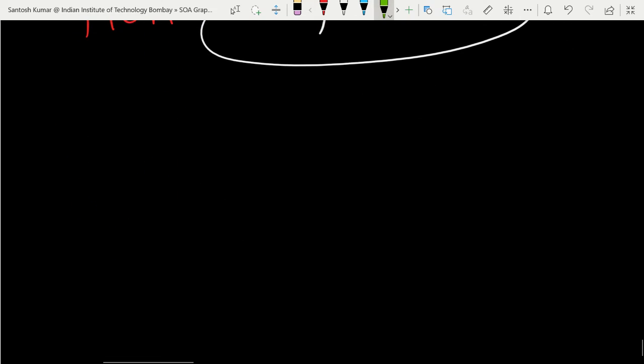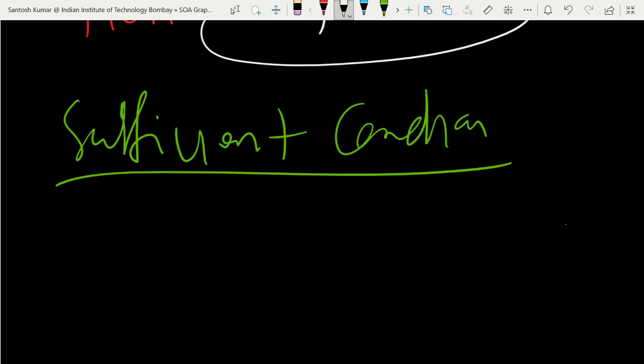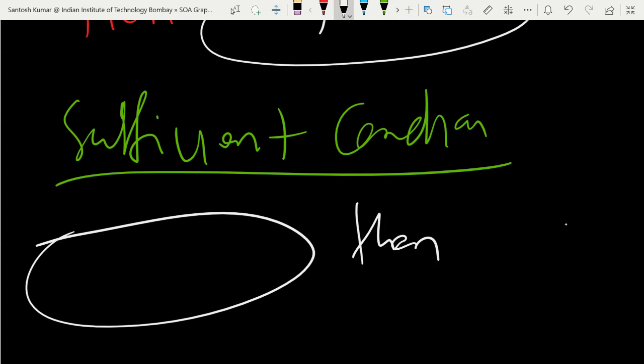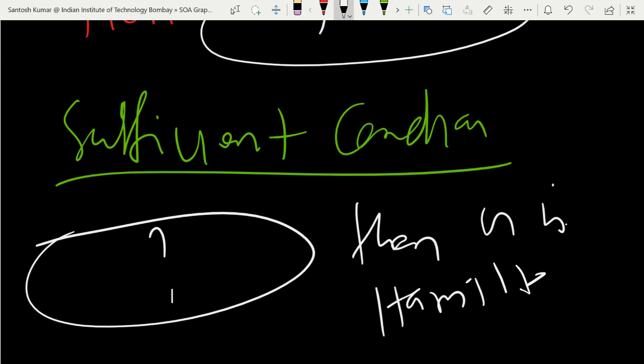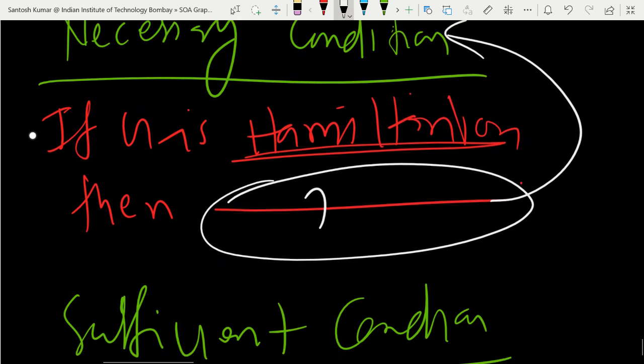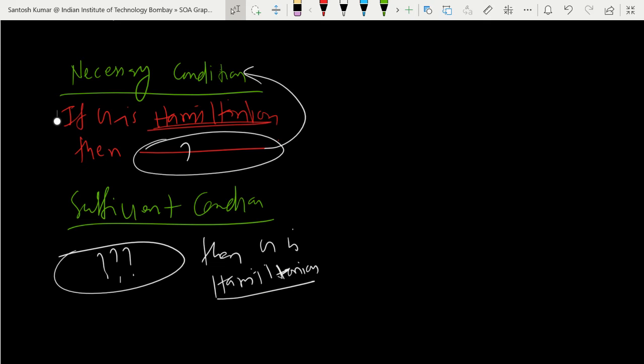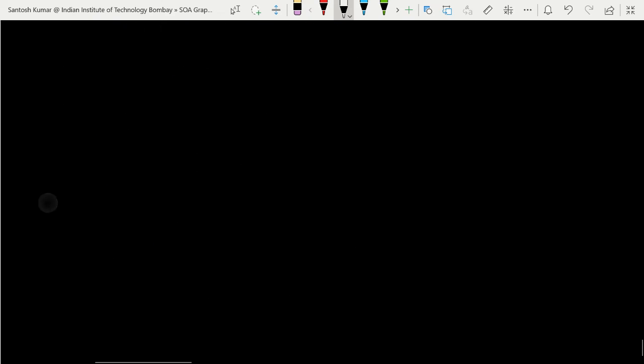And sufficient means, if this condition happens, then the graph is Hamiltonian. So whatever condition you write here will be the sufficient condition for Hamiltonian, and here it is necessary. When both implication and double implication hold, we call it if and only if, that is, both necessary and sufficient. So first we are looking for the necessary condition.